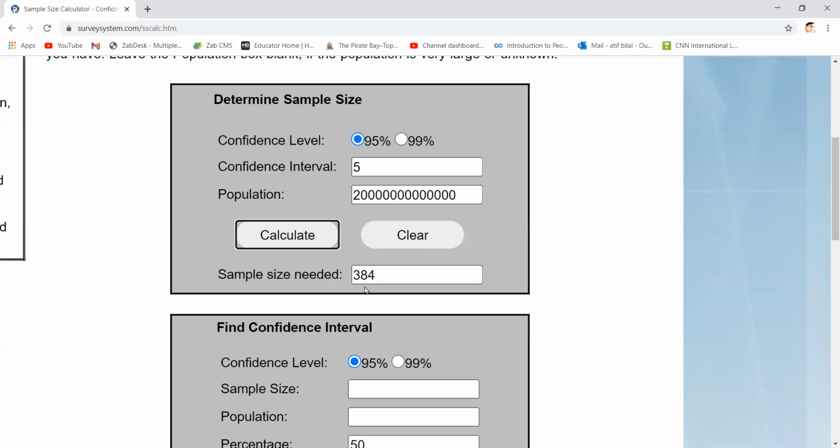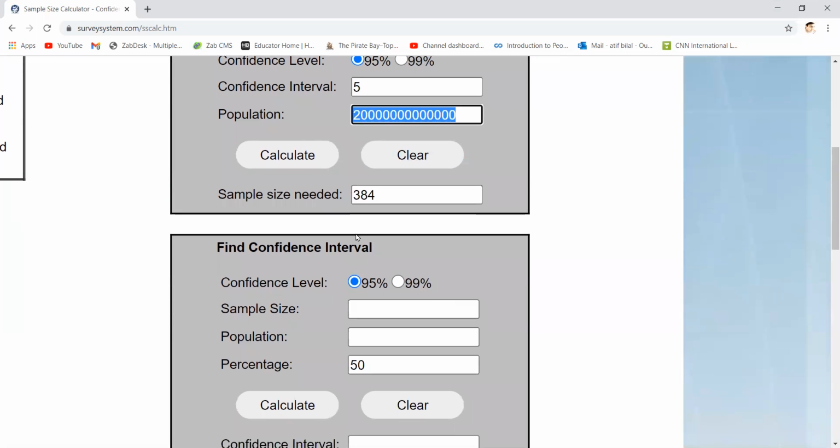So on the safe side, you can say that if you collect data from 384, or in some calculations it is 387, you can say that at a 95% confidence level and 5% confidence interval, your sample is representative of any population. So this is how you calculate the sample size, and how many people we should collect data from in order to conduct our research. For that, you need to have the population number with you.